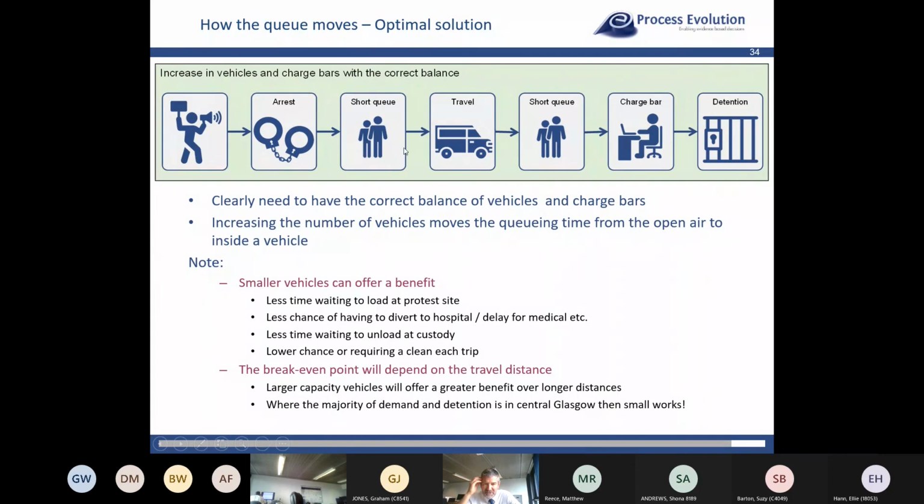So there's a break-even point. Once you start traveling a long distance, that's when larger vehicles come into their own. But actually, if you're ferrying people over a short distance from city centre protest to city centre custody suite, you don't want to be putting too many people in your vehicles.